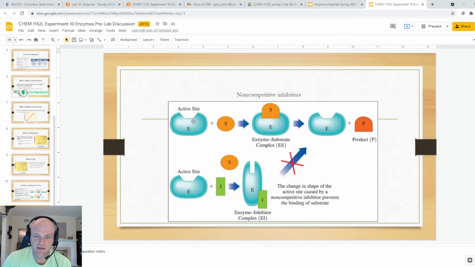Here are some non-competitive inhibitors. This is what I was talking about. It locks on to the back side. It comes on and attaches to the back side of the lock and changes the keyhole essentially. So now that substrate doesn't even fit in there. That's called a non-competitive inhibitor.